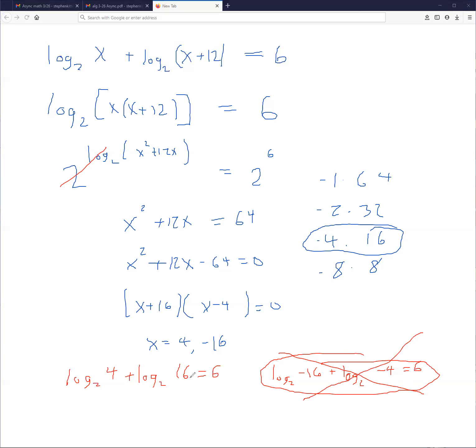However, the first version does work because log base 2 of 4 is 2, and log base 2 of 16 is 4, and it's as simple as 2 plus 4 equals 6. So therefore, our answer is x equals 4.